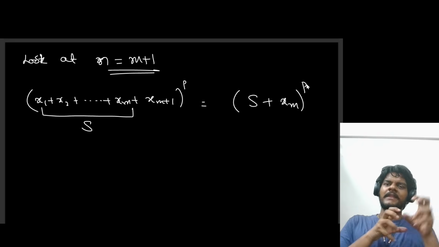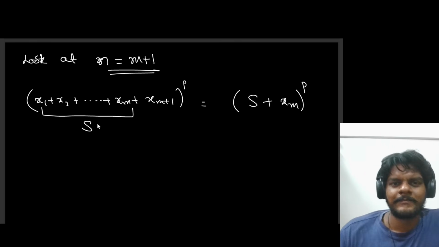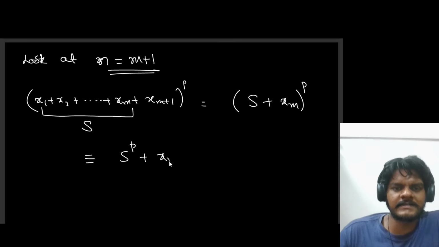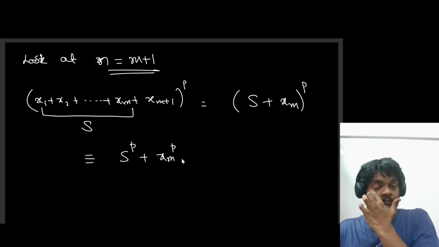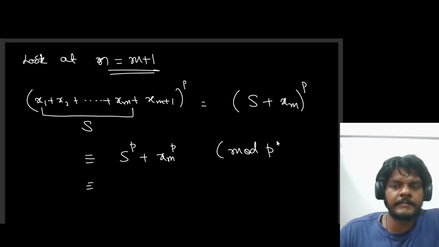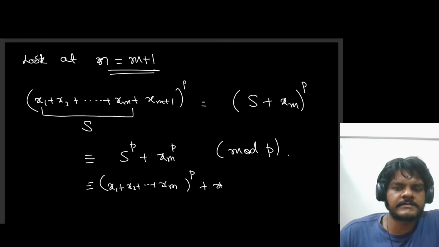Now it has become something of two terms, which we have already done, n equal to 2. So this is congruent to s^p + xm+1^p. We already proved that. And what is s^p? This is congruent to (x1 + x2 + ... + xm)^p plus xm+1^p mod p.